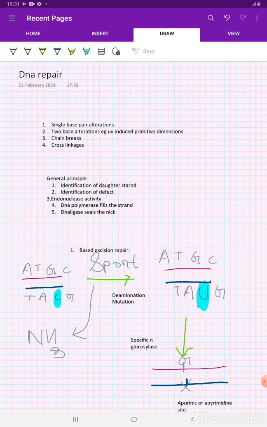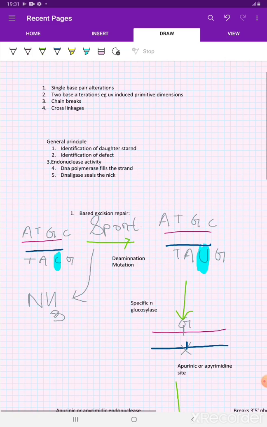So DNA is the only biomolecule which can be repaired and made error-free. So should we do DNA repair? Because there are some changes, alterations that can occur to the DNA. For example, there can be single base pair changes, or there can be two base pair changes. Example, UV light induced thymidine dimers. There can be chain breaks or cross linkages, all can be formed.